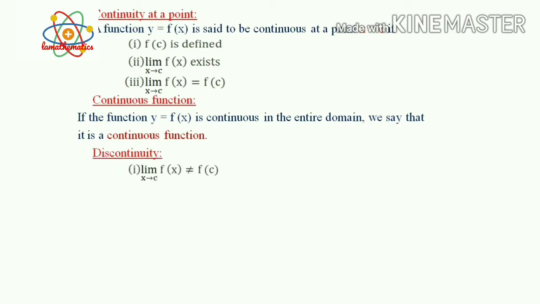Discontinuity. First, limit x tends to c f of x not equal to f of c. That is, left limit of f of x and right limit of f of x exist and are equal, but not equal to f of c. Then this discontinuity is called removable discontinuity. After removing the value of f of c and changing it to that of limit x tends to c, the discontinuity is removed and it becomes a continuous function.